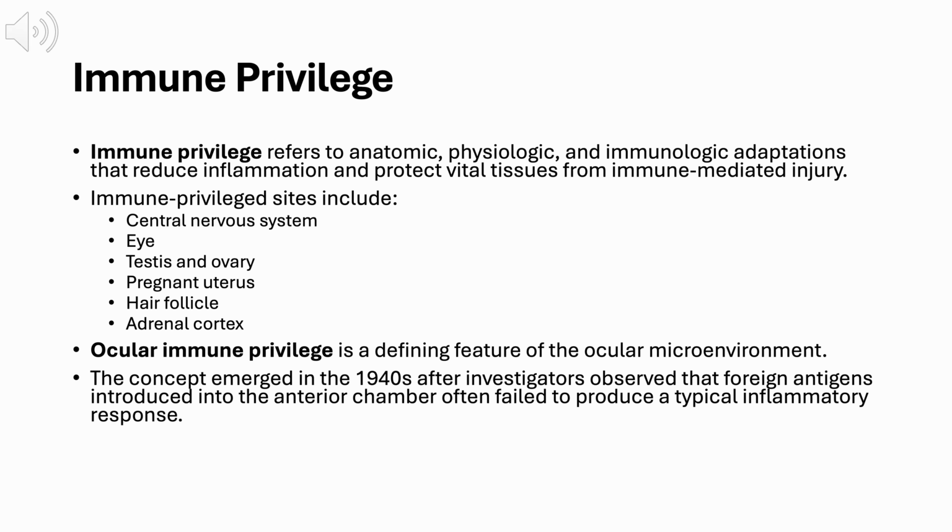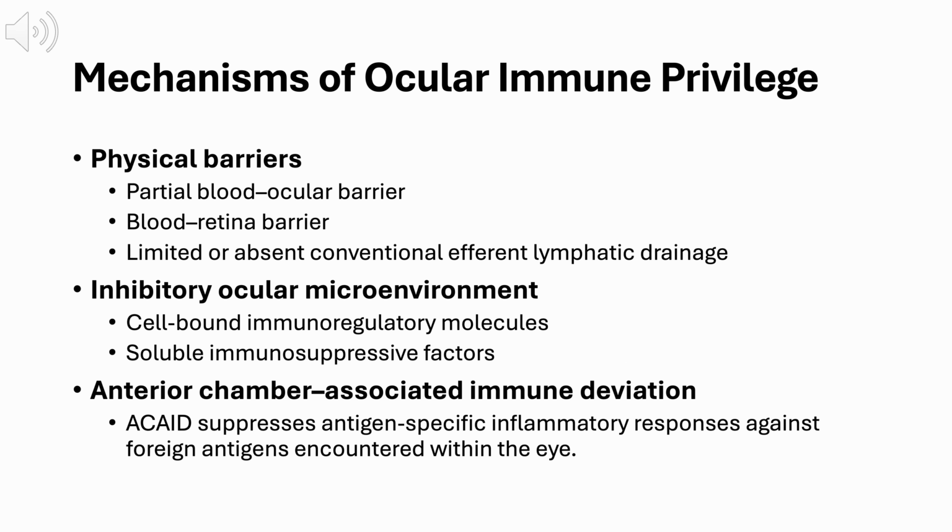from here on. Historically, the concept dates to the 1940s, when investigators noticed something striking. Foreign antigens placed into the anterior chamber frequently failed to trigger the inflammation you'd expect elsewhere. That observation launched the entire field, and it's the seed of ACAID, which we'll develop later. So, how does the eye actually achieve immune privilege?